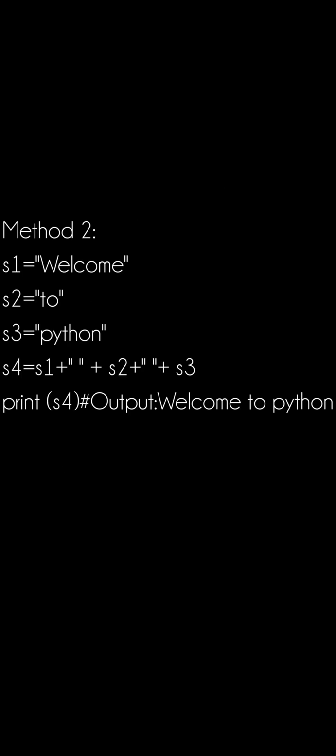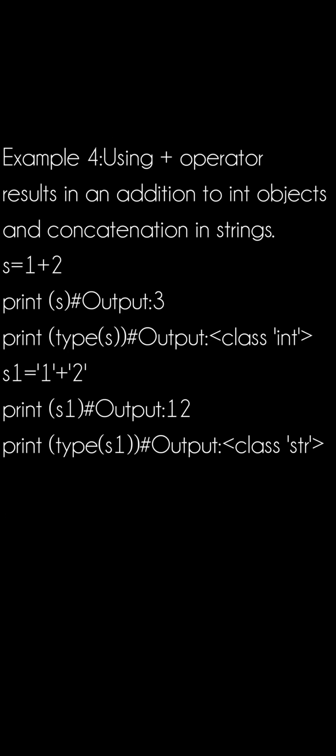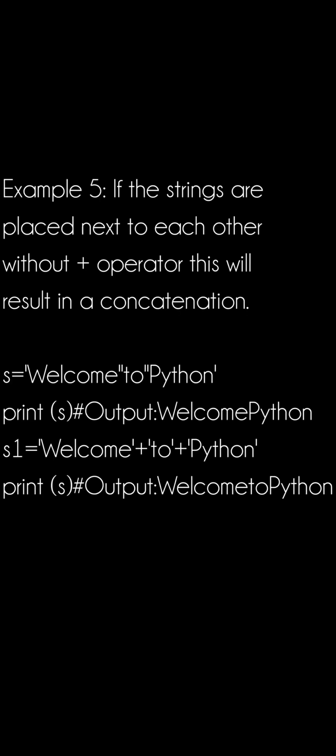Method 2. Example 3. Concatenation between different data types. This will raise a type error. Example 4. Using the plus operator results in addition for int objects and concatenation for strings. Example 5. If the strings are placed next to each other without the plus operator, this will result in a concatenation.